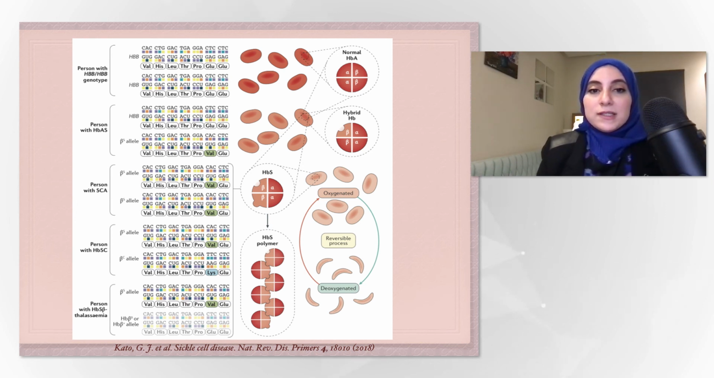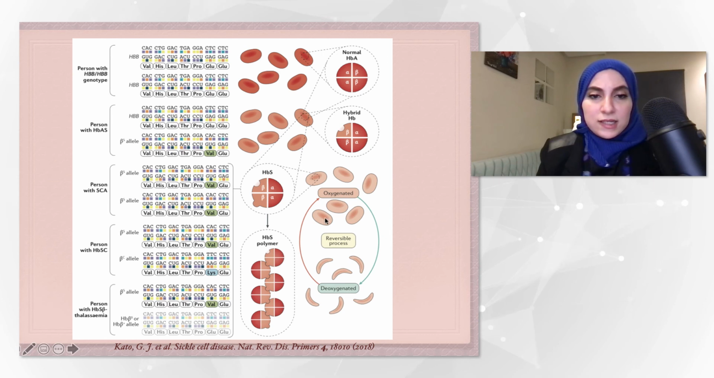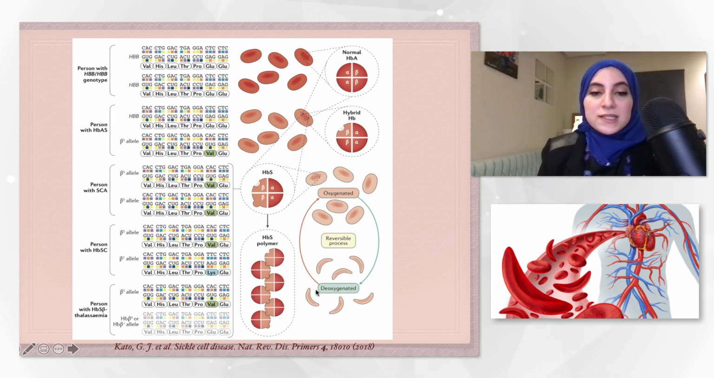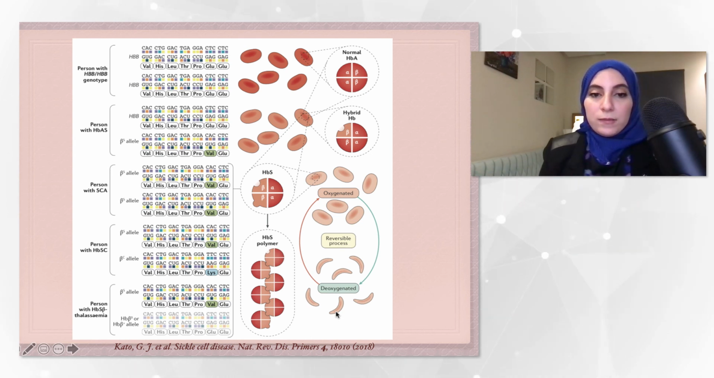So what happens? We have this hemoglobin S, it's deoxygenated. When it's deoxygenated, it sickles. It's a reversible process, but with time, these cells will be stuck in this sickled shape, which will be the whole pathophysiology of the disease, as we will see later on.